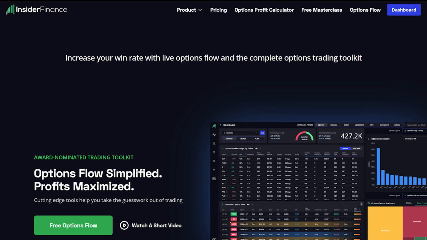Hey everyone, today we're taking a look at Insider Finance. This is an options flow platform that tracks what institutions and insiders are doing with unusual options order flow.